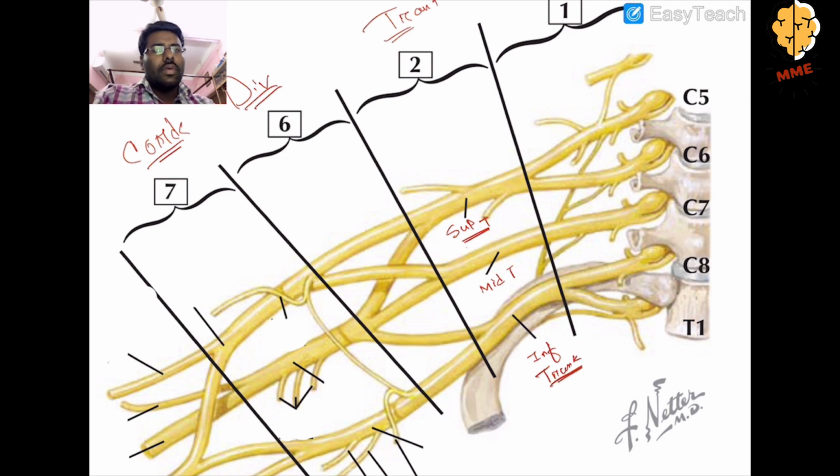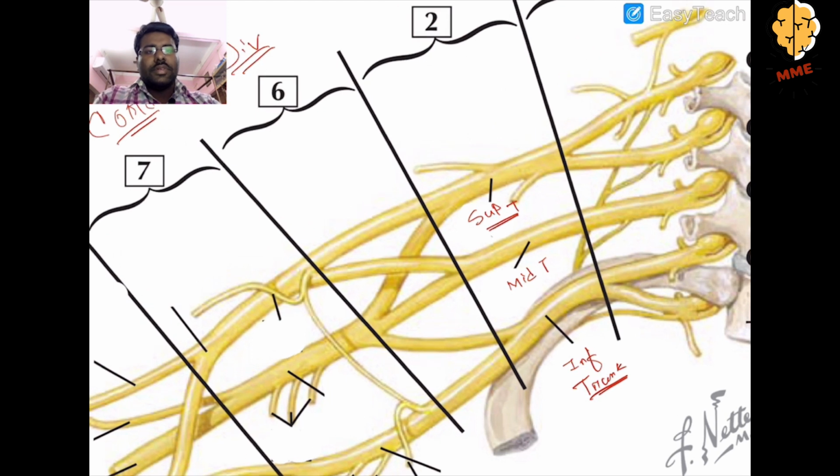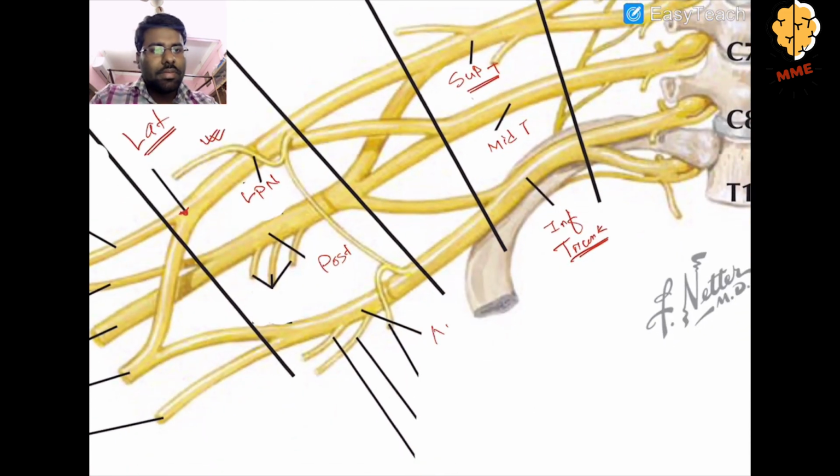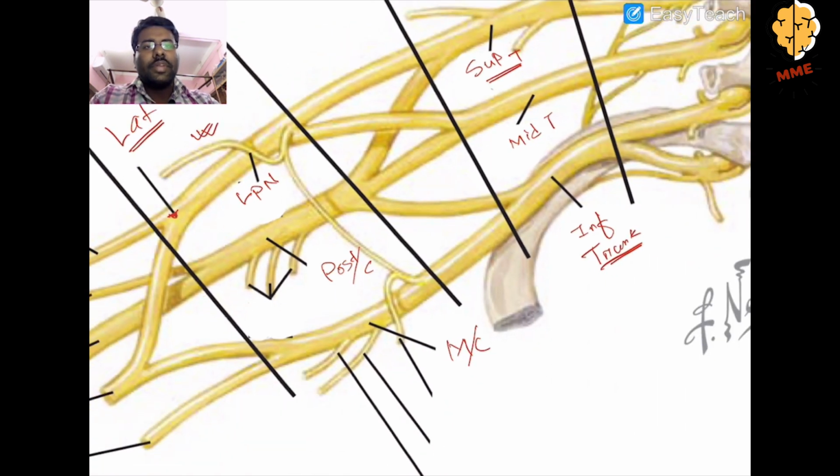Now coming to this part. What is this nerve? You know that this is the lateral pectoral nerve. What is this? It's very easy, this is the lateral cord. So this is the posterior cord, and this is the medial cord. And this is the lateral pectoral nerve.